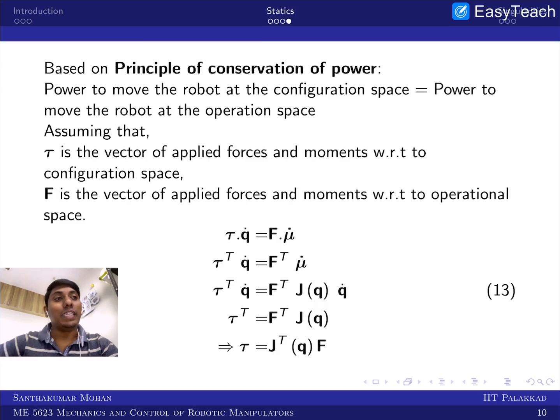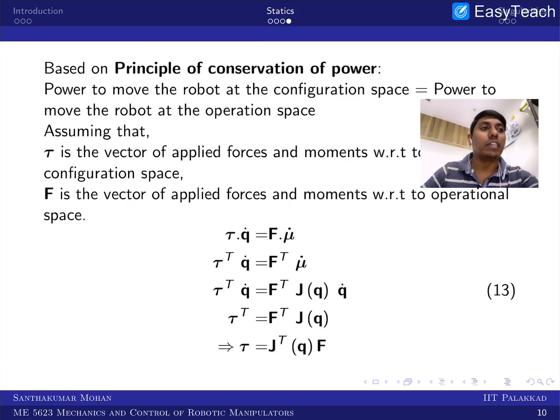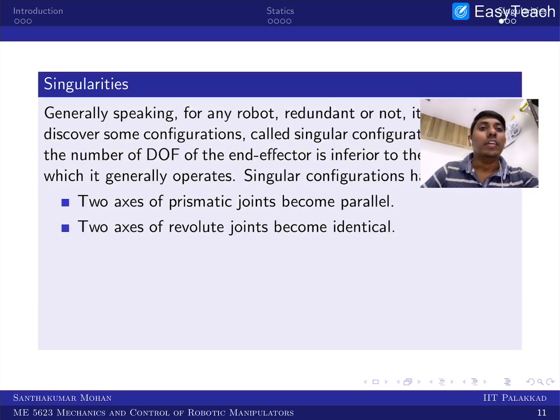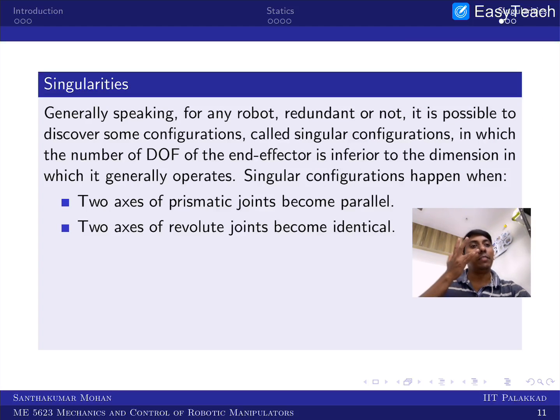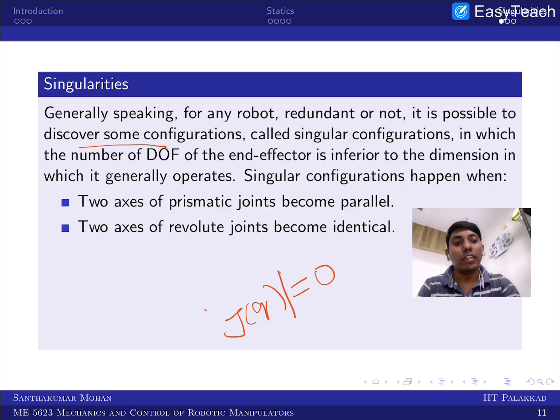So what you can see is that singularity is what we discussed in the last introduction. So what is singularity? Generally speaking, whether the robot is redundant or not, in some configuration the Jacobian would be singular, in the sense the determinant would be 0. So what that means is that some linearly independent equations become dependent. For example, this equation, you can say this is my end effector configuration.